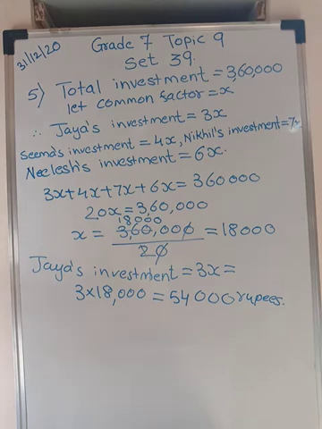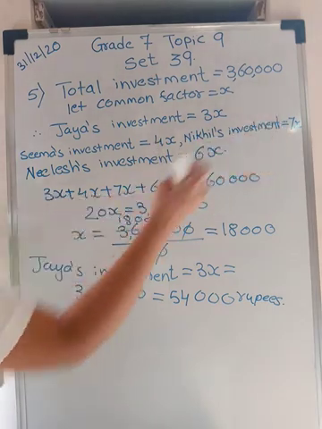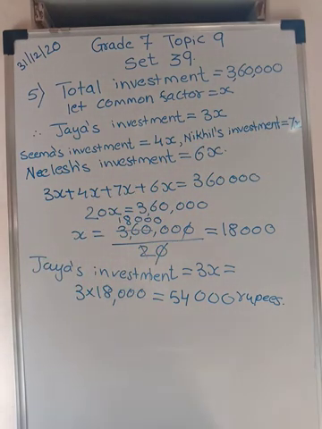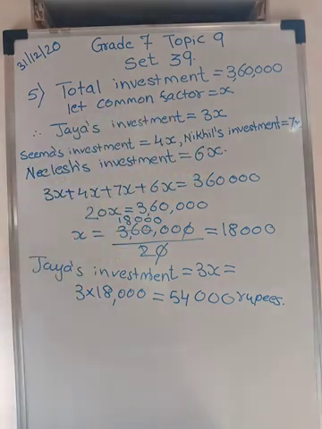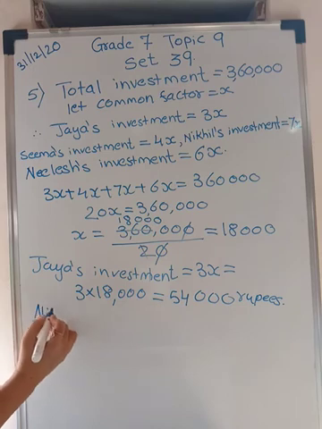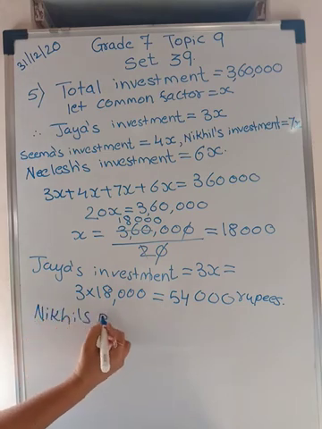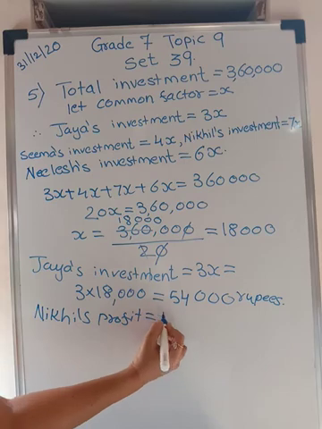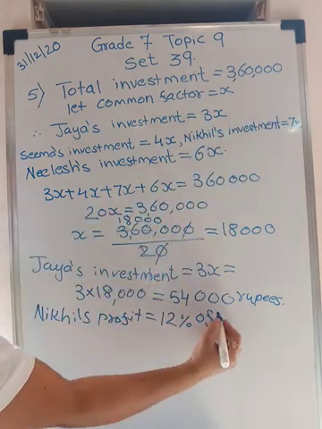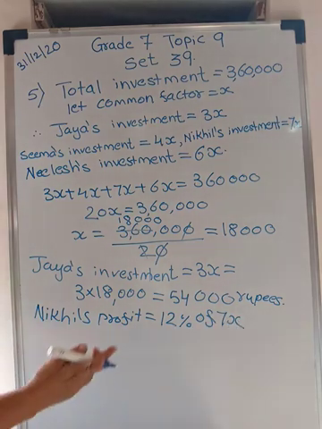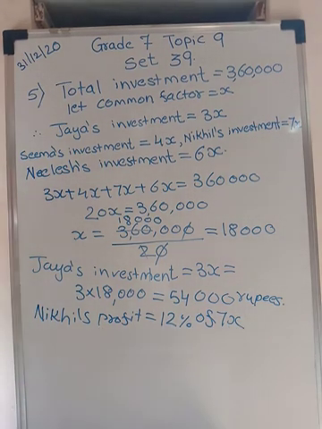So they made profit of 12%. How much profit did Nikhil make? Nikhil's name is third name. So Nikhil's investment is 7x, isn't it? And therefore, his profit will be 12% of 7x. So Nikhil's profit is 12% of what is investment of Nikhil? 7x. Okay. So let us find out this, and you can pause the video and take it down.